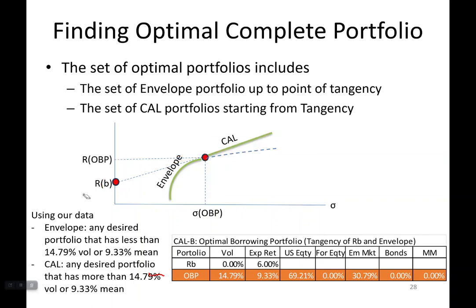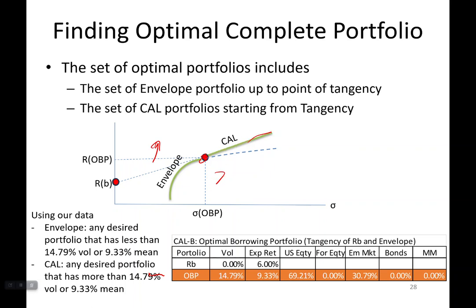However, if we want any level of return that's less than the optimal portfolio, or volatility that's less than the optimal portfolio, then we are on an envelope. So here are your choices for total, we call it combined or complete portfolios. If you desire a level of return or volatility less than this tangency point, run a solver, get an envelope, maximizing mean or minimizing vol. If you want any level of vol or mean greater than this optimal borrowing portfolio, then we just need to figure out how to invest to get on this capital allocation line.